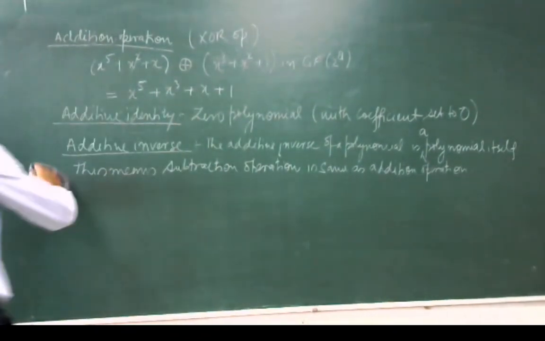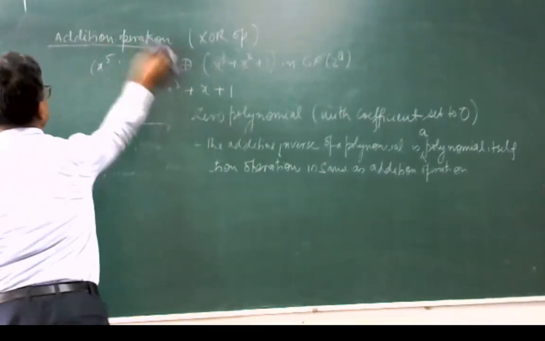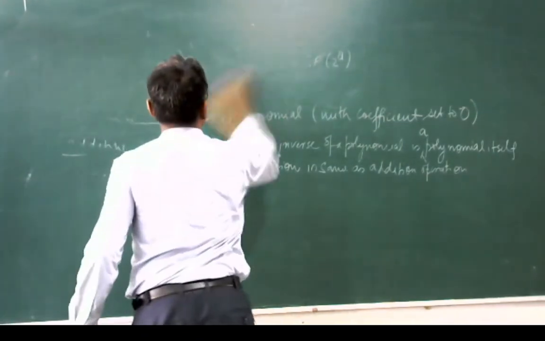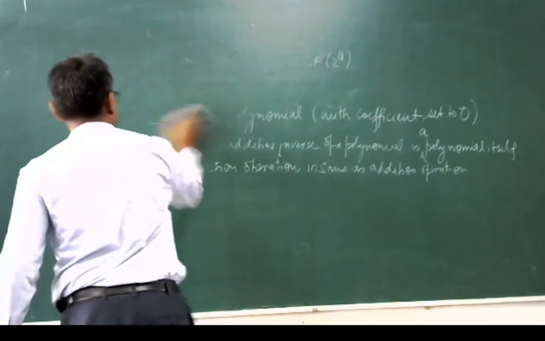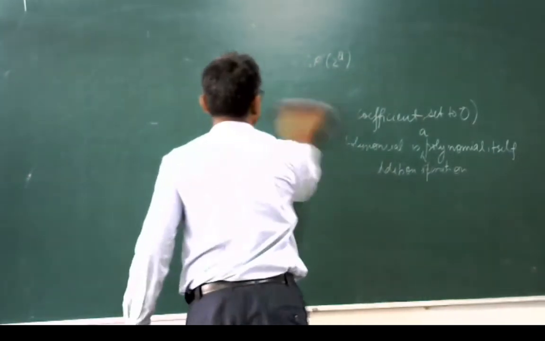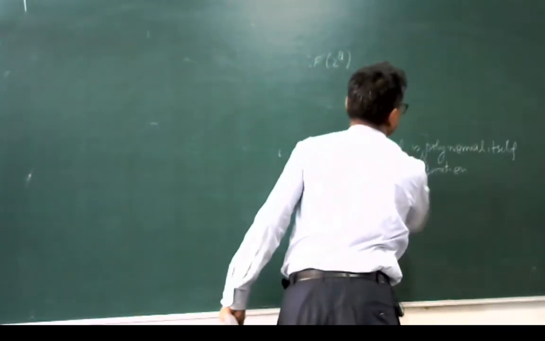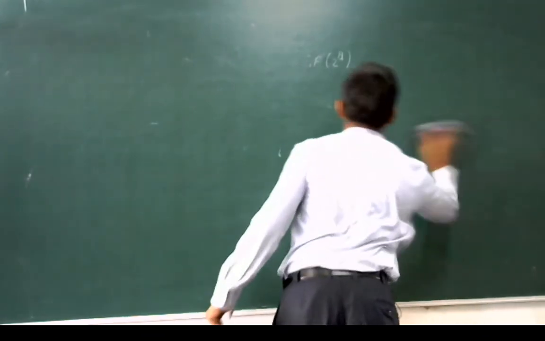Now the multiplication. How is multiplication done with polynomials? If we have two polynomials and we have to multiply them, then what will be the result and how will it be done?